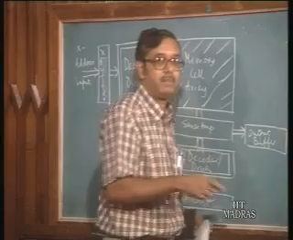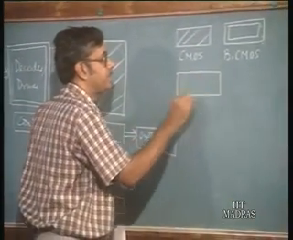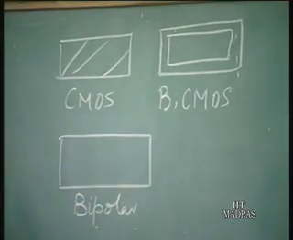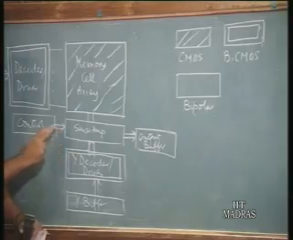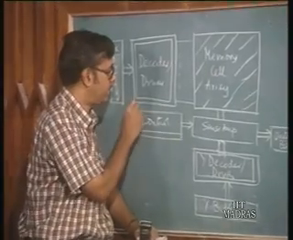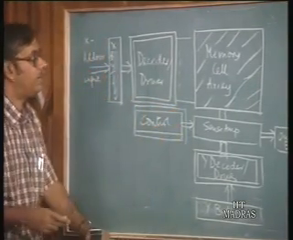So, this is completely bipolar. Okay. So, just keep this bipolar. So, there are blocks like this that are bipolar. Now, the control again has a combination of bipolar and CMOS. So, this can be BiCMOS.